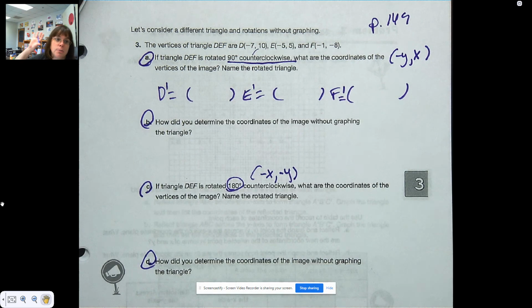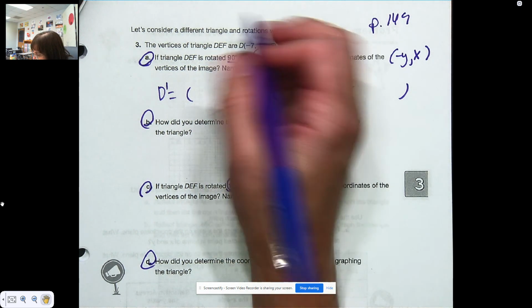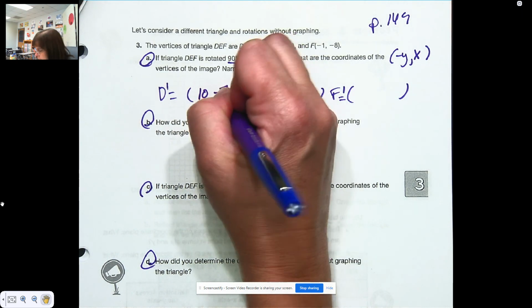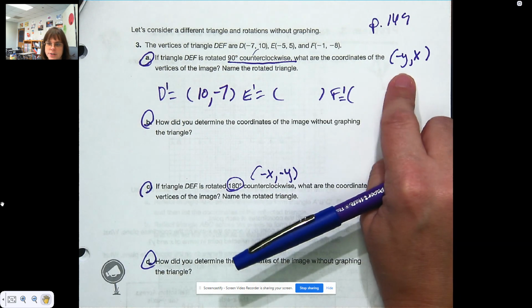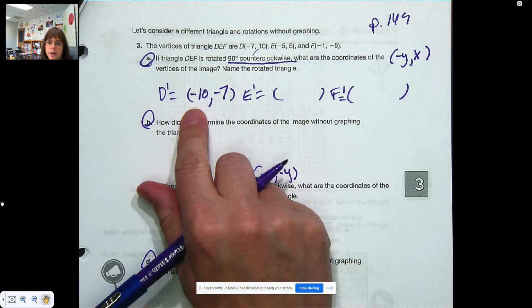Okay, so Scouts Honor, you promise you've done this, because this is really good practice. So I know I need to flip around 10, -7. So I'm going to flip Y and X around because that's my rule. Then Y goes from being positive to being negative.